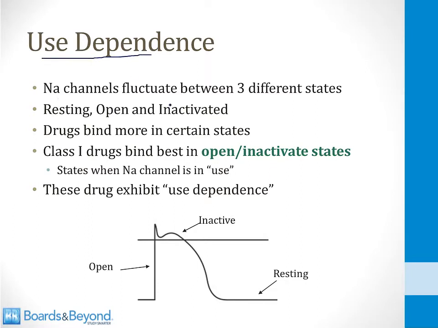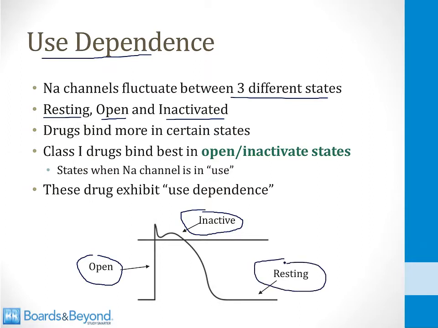Sodium channels in cardiac myocytes fluctuate between three different states. They can be in the resting state, the open state, or the inactivated state. If you look at this action potential at the bottom of the screen, the open sodium channel state occurs during phase 0 of the action potential. The inactive state occurs when the membrane voltage is positive, and then the resting state occurs when the action potential is completed.